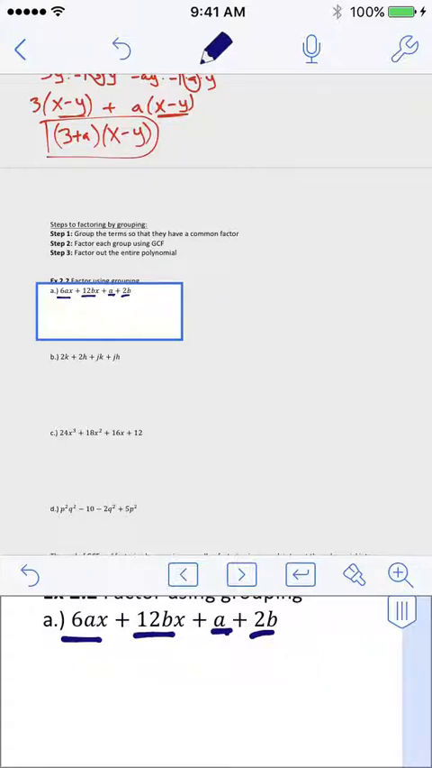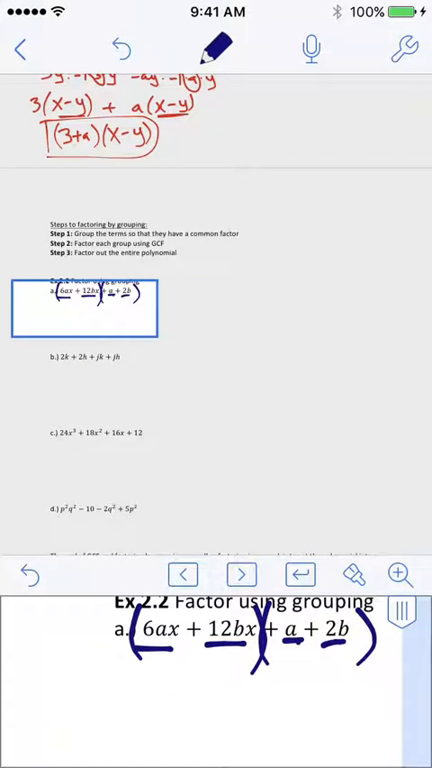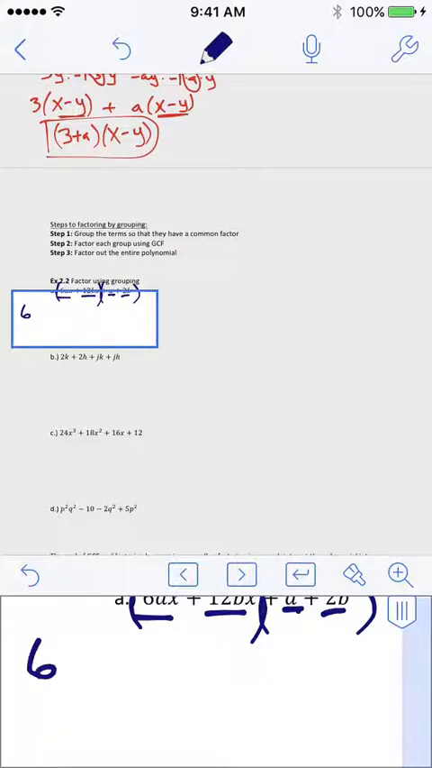Alright, so now I'll make two groups, the first group, the second group. And I'll deal only with the first group. 6ax breaks down into 2 times 3 times a times x.